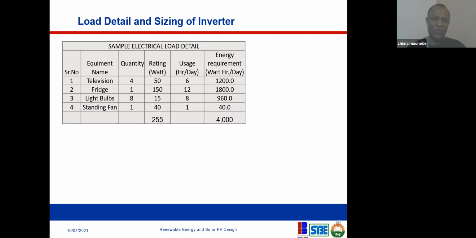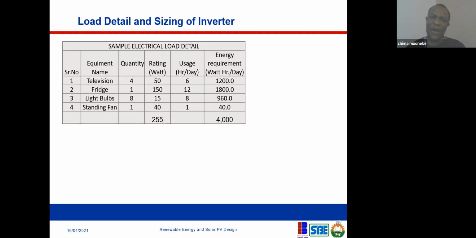So you're designing to meet a demand of 255 watts, assuming that all of these appliances are running at the same time. Your design should be able to support a load of 255 watts. Now, that is power. You also need to establish the energy requirement, the amount of energy required to power these appliances. So how do you do that? You have to ask how many hours of usage for each of these appliances.